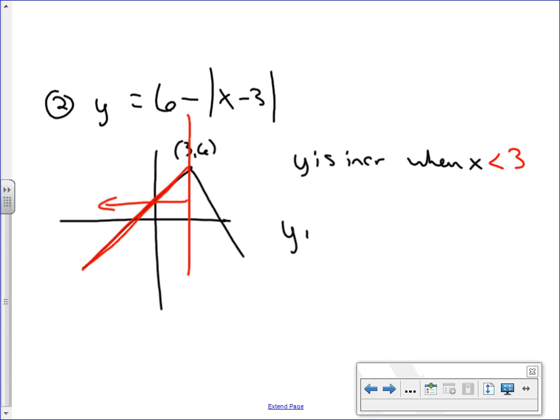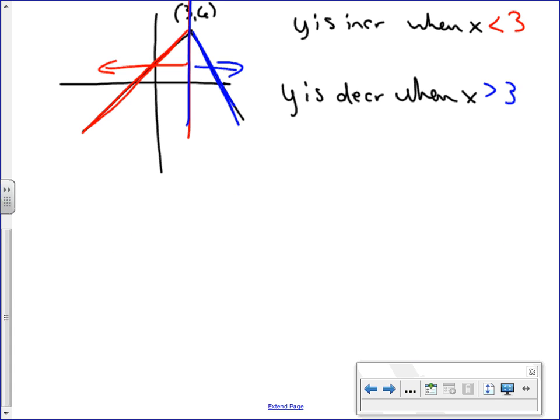And then you're going to say Y is decreasing when X is, that is this part over here, to the right, X is 32. Not too hard, right? Most of the new ones switch, okay? They're going to be Vs. Not all absolute value graphs are Vs. There are some other ones we'll be putting up later on, but a lot of them are.